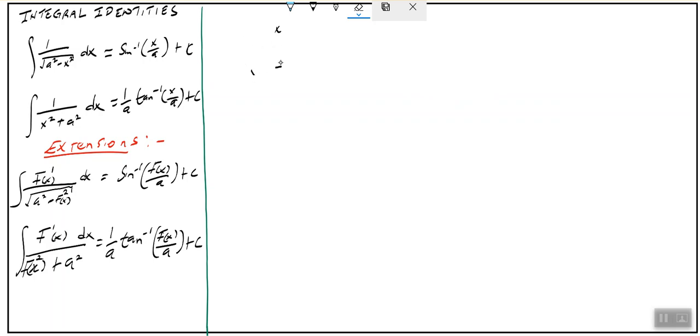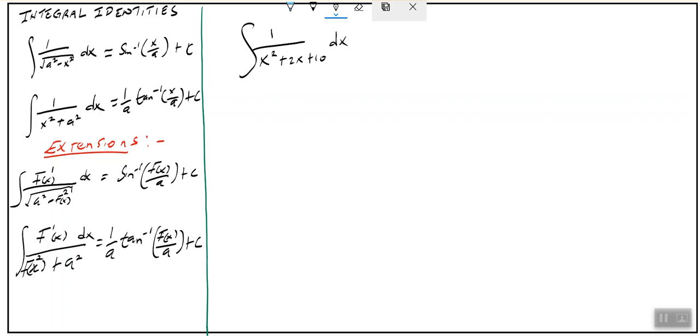Okay, I'm going to solve an example with the second theorem. If you have a question that says, find the integral of 1 divided by x squared plus 2x plus 10 dx. Now this question is not too obvious that one of these identities will work.